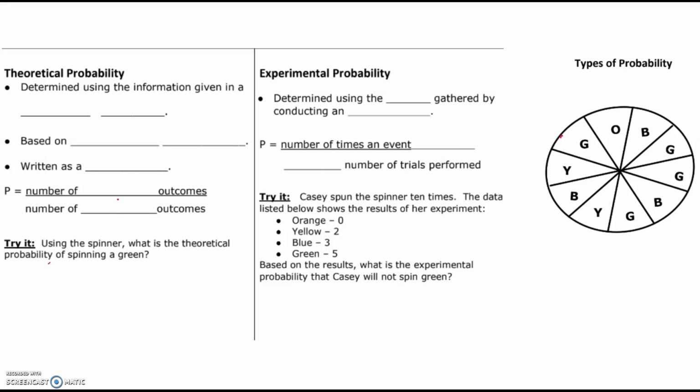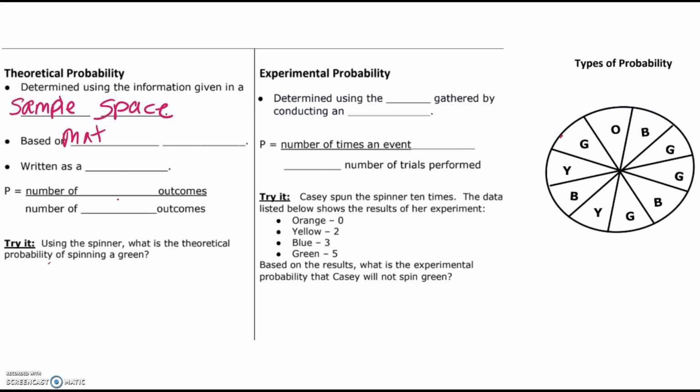Alright, today we're going to talk about theoretical probability and experimental probability first. So theoretical probability is determined using the information given in a sample space, which we have gone over a couple times. Sample space. It's based on mathematical reasoning.